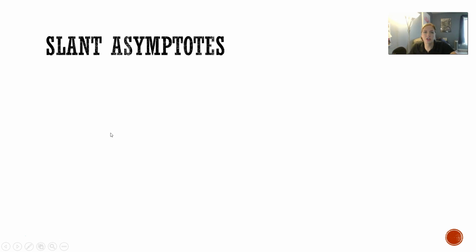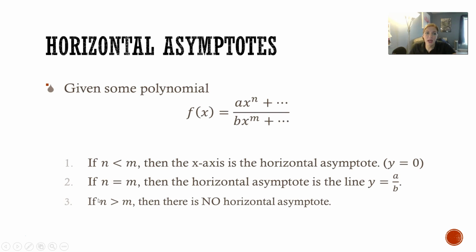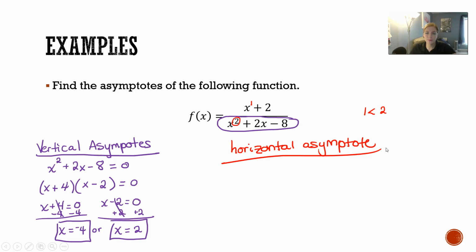And if you're not sure where I'm getting this, it's from this one. So if n is less than m, there is a horizontal asymptote, and that asymptote is your x-axis or the line y equals 0. I'm just going to write y equals 0 here, simply because the top was smaller than the bottom. And since the top was smaller than the bottom, there's no slant asymptote.